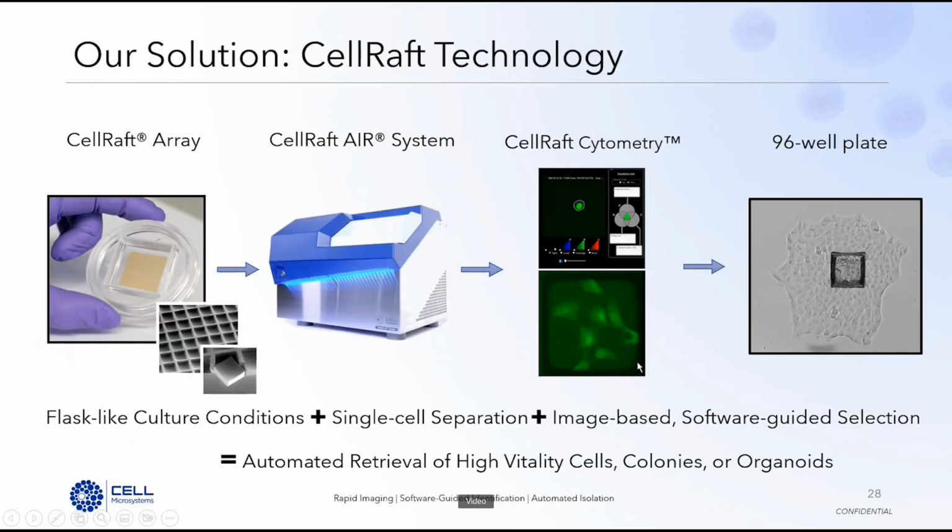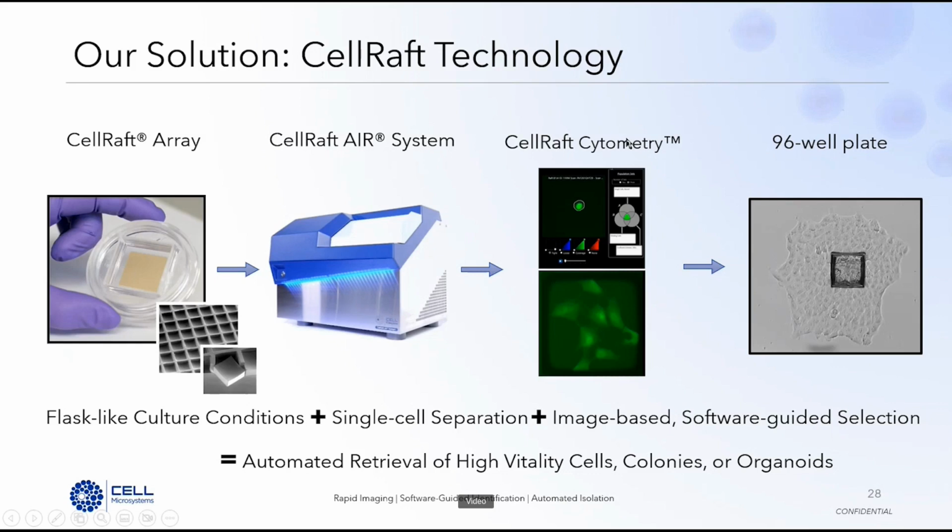So our solution comprises 3 key components of the CellRaft technology. First is the CellRaft array, which you've already heard some about earlier in the webinar. That is our custom tissue culture consumable, which maintains flask-like culture conditions while allowing for single cell separation, and then ultimately culturing your cells on that small polystyrene CellRaft you see on the inset. But the CellRaft array is only as powerful as the technology that supports it. And that is the CellRaft AIR system, which is our instrumentation that allows for automated scanning of the CellRaft array, as well as acquisition of those CellRafts that you are interested in.